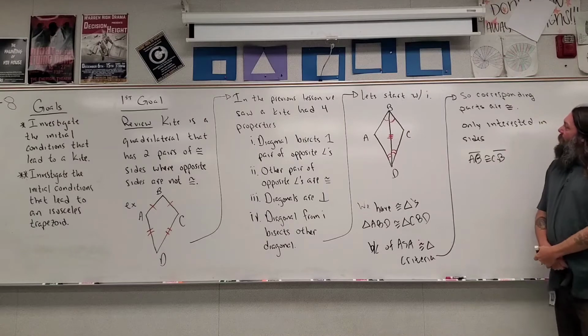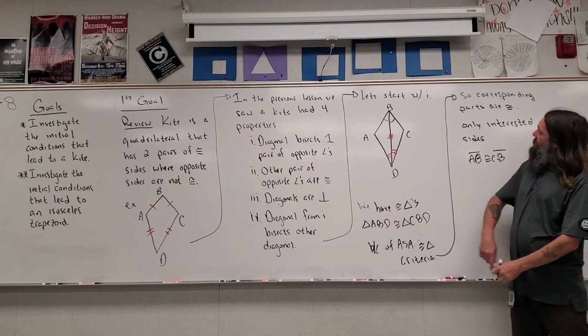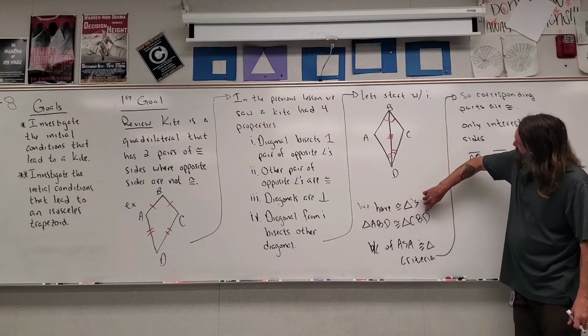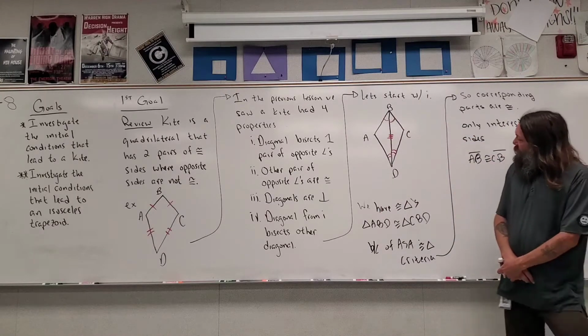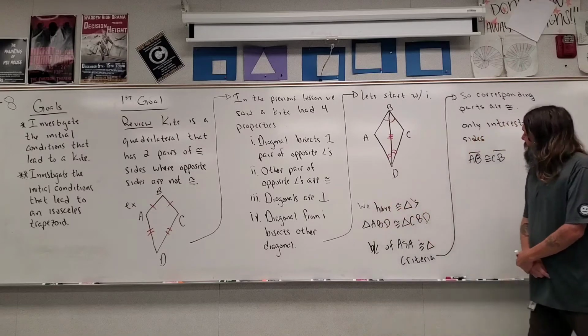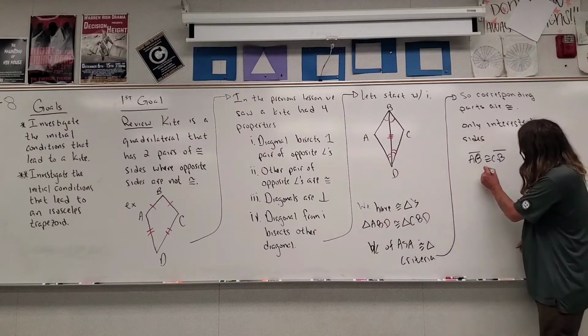Okay. I also know that BD is congruent to BD, but that's the common side, nothing interesting there. I do know that DA is also congruent to DC.